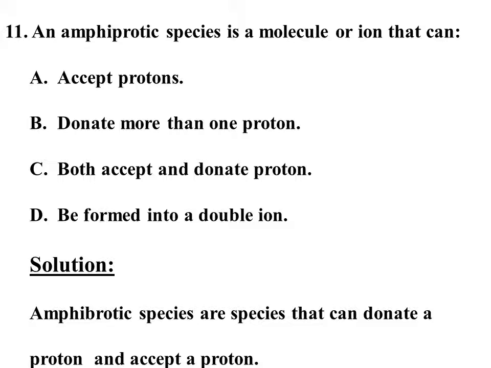Question number 11. An amphiprotic species is a molecule or ion that can A. accept protons, B. donate more than 1 proton, C. both accept and donate proton, D. be formed into a double ion. Okay, solution. Amphiprotic species are species that can donate a proton when they react with a base, and they accept a proton when they react with an acid.